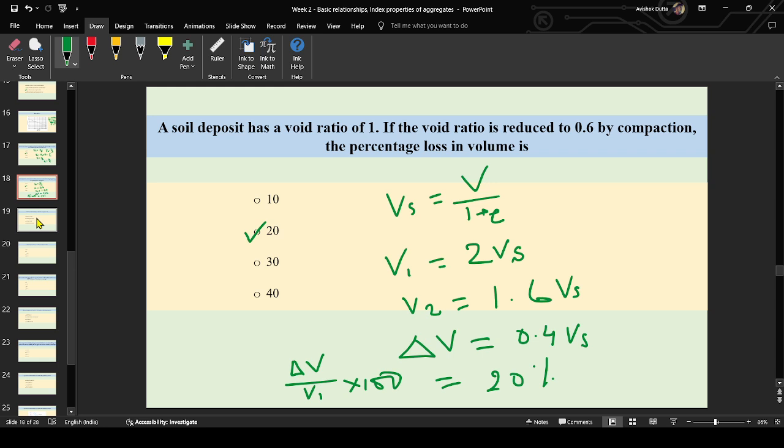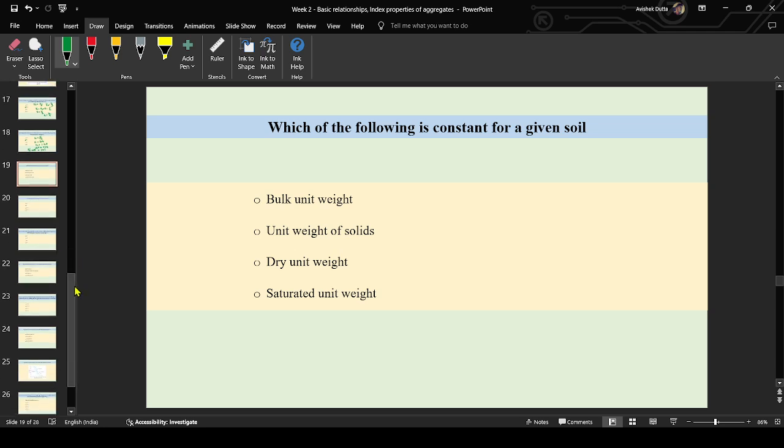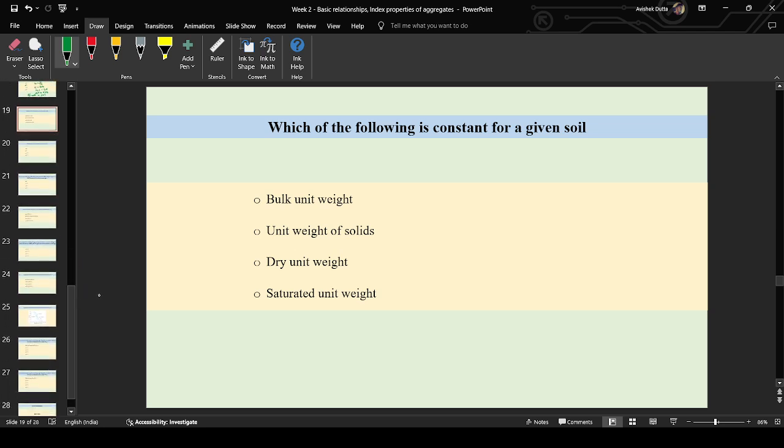Next question. Which of the following is constant for a given soil? Which one? Constant. Dry unit weight, sir. Unit weight of solids. The answer is unit weight of solids.